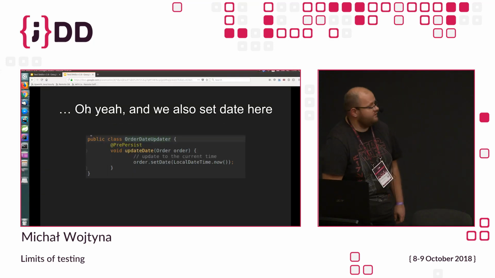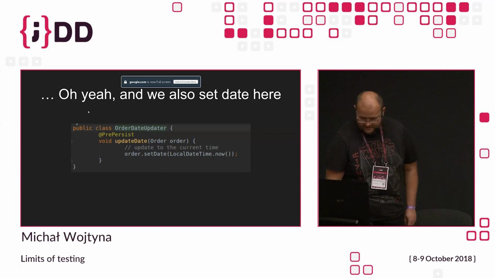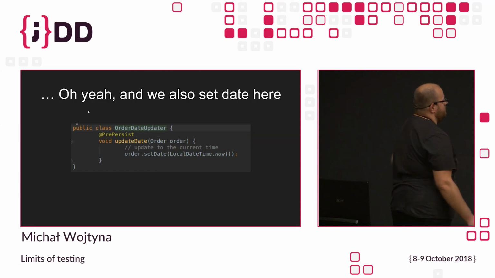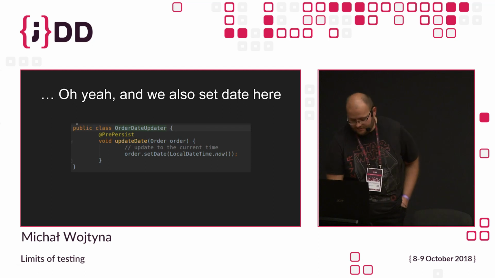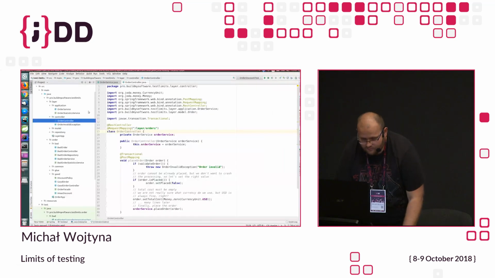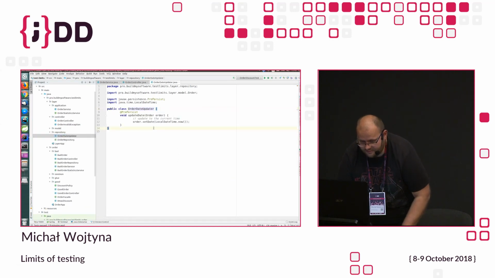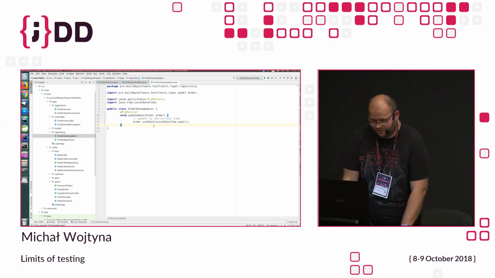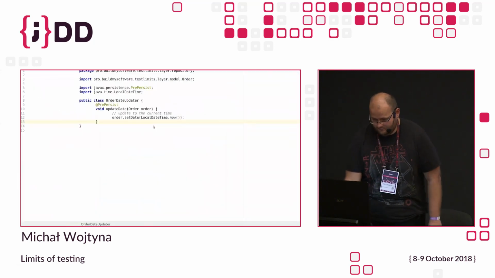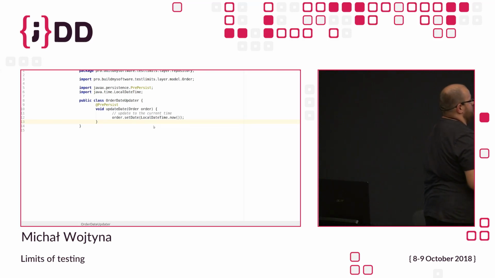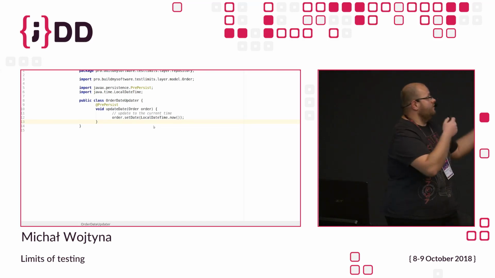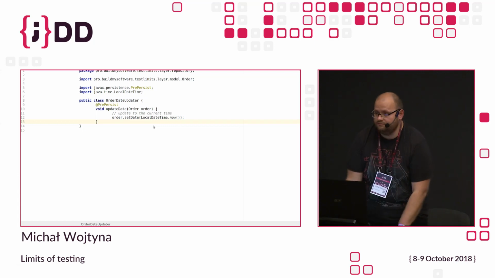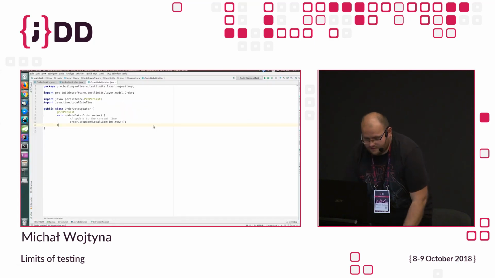There's also a date. Somewhere we set the current date when we persist the order. That's another case here. So we are persisting it somewhere here, the order date updater. We are using the event listener for the pre-persist event generated by the repository. And then we always set the current date to the local date. And now, again, a new problem here we are having.